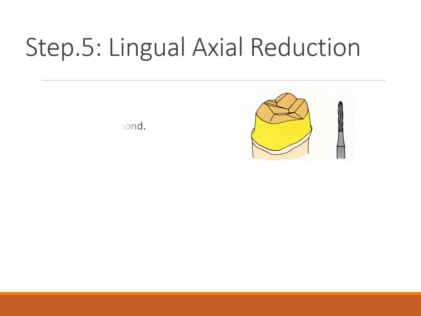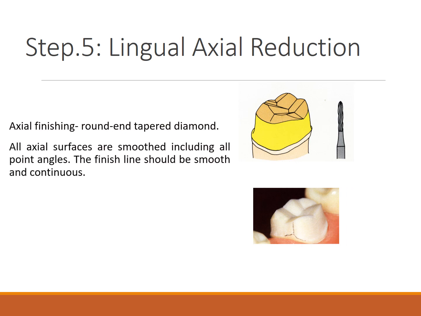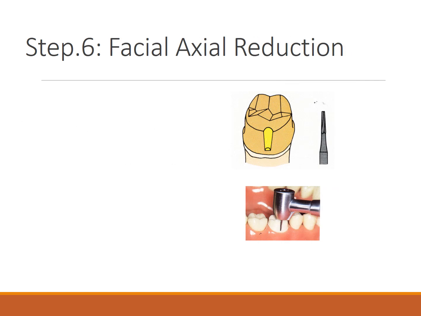Coming to lingual axial reduction. Lingual axial reduction is the axial finish. So you use a round and tapered diamond burr. All axial surfaces are smoothened, including all the points. The finish line should be smooth and continuous, guys. You can see everything should be finished and rounded off properly.